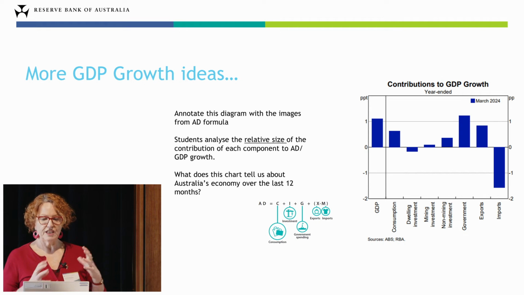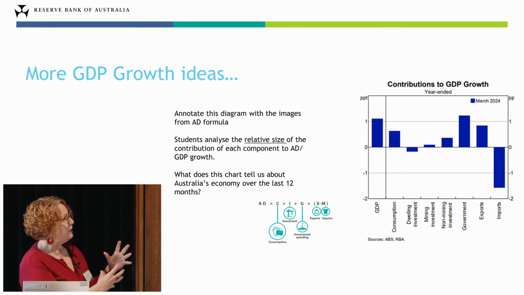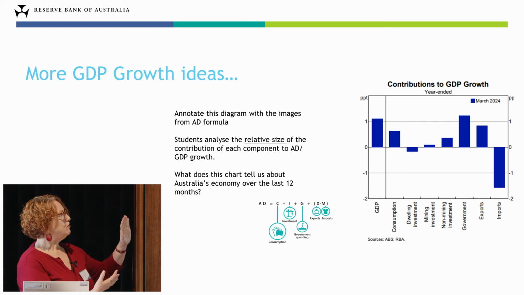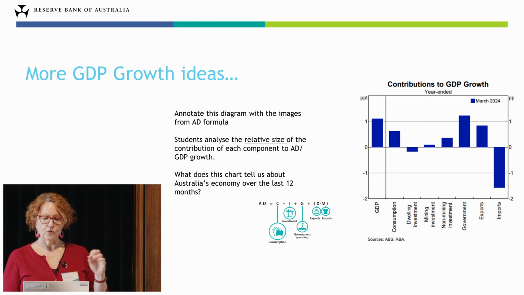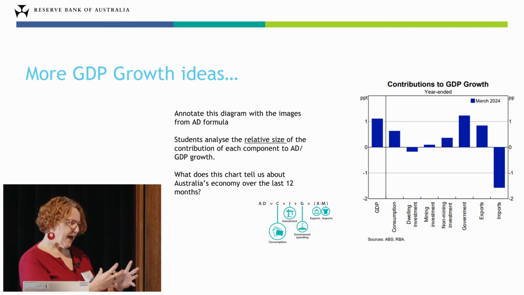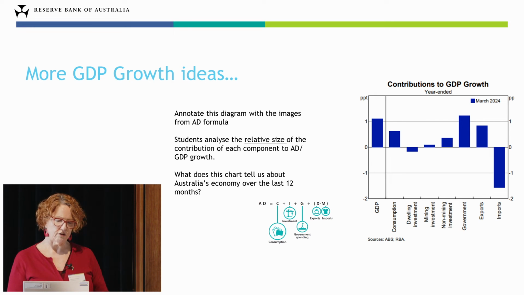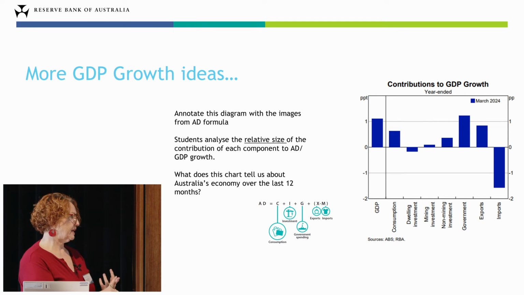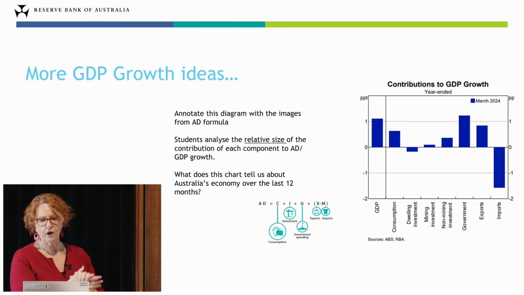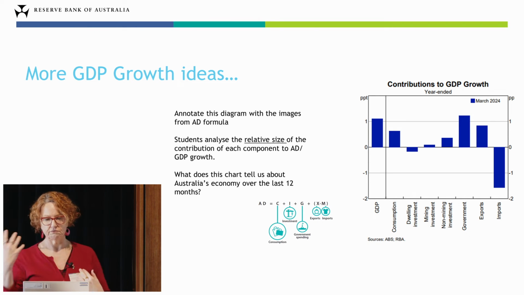Okay, so again, you could get the latest contributions to GDP growth from the last year if you wanted to, and you could ask them to, again, annotate the diagram with the items from the AD formula, the consumption, noting that, in fact, when we unpack this data, we often end up with a disaggregated dwelling, mining and non-mining investment as all those private investment components, and then the government component and the export and import.